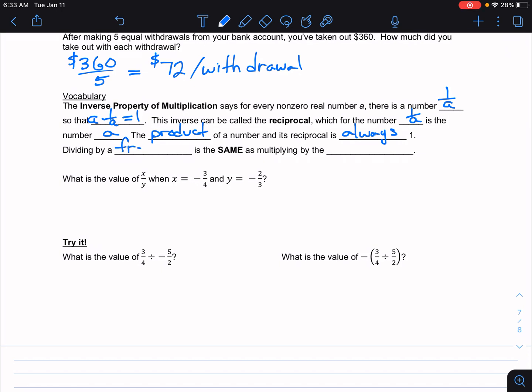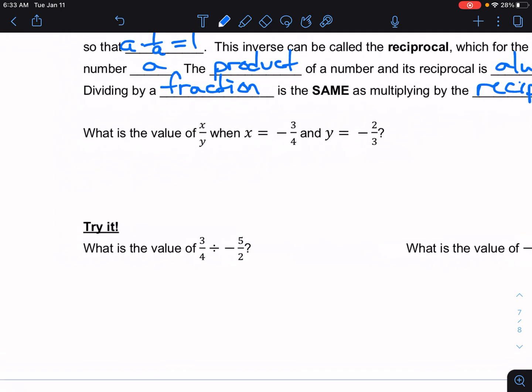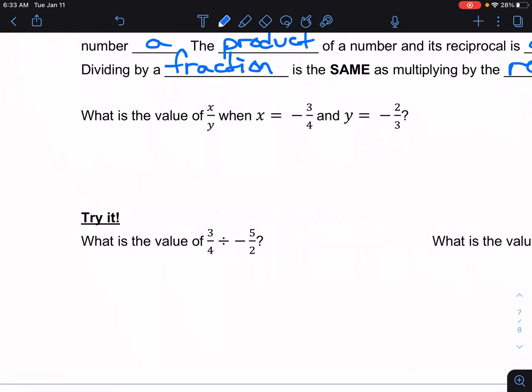And here's the important part for what we are going to do today. Dividing by a fraction is going to be the same as multiplying by the reciprocal. So let's take one example, look at this together, and then there's going to be 2 final ones for you to try on your own. So ask us, what is the value of x over y when x is negative 3/4 and y is negative 2/3? In other words, we're going to take negative 3/4 and divide that by negative 2/3.